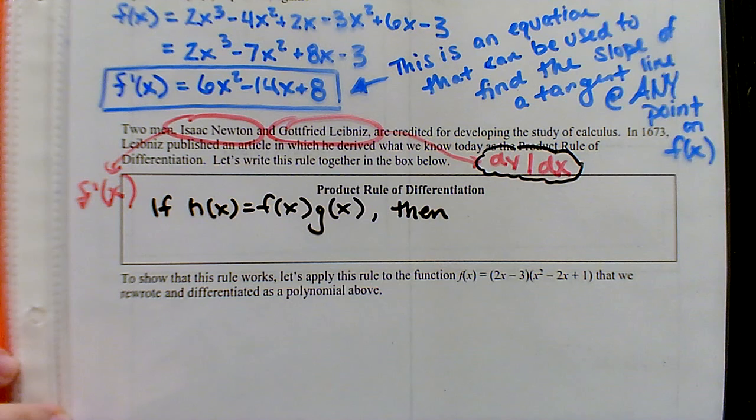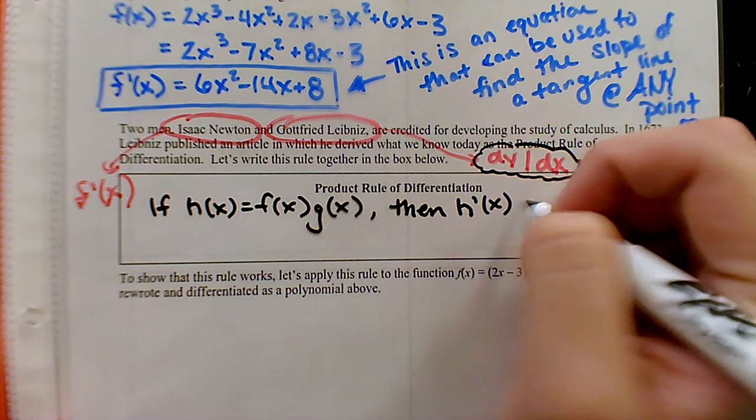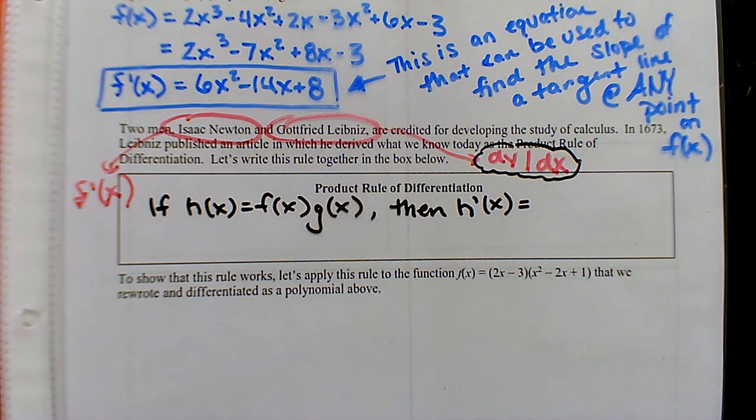If we have two functions being multiplied together, like f of x times g of x, we have some way to figure out what the derivative would be of those two functions being multiplied together. Now, on the test, maybe it's fresh in our minds, what did a student think the derivative of two things being multiplied together was? F prime of x times g prime of x.